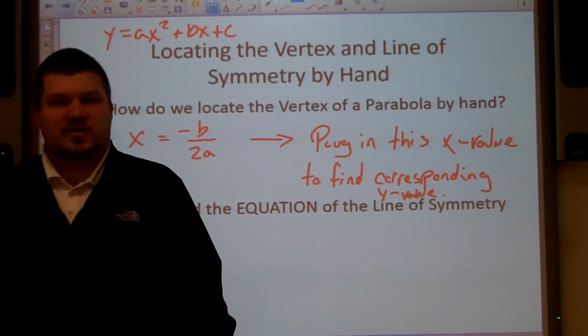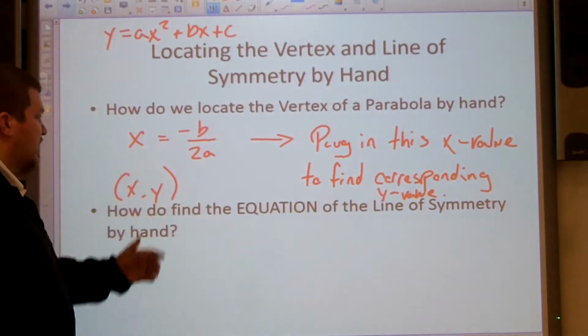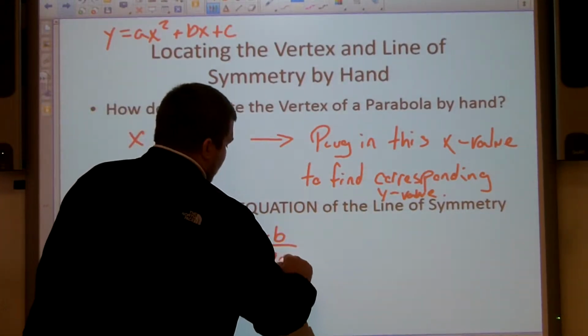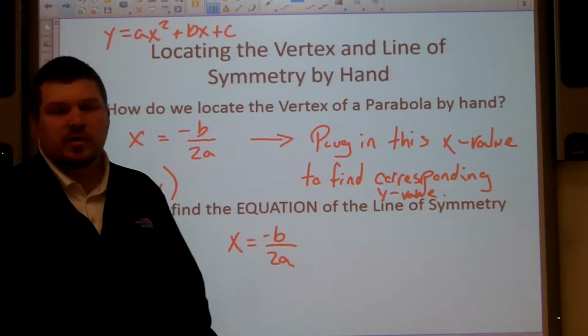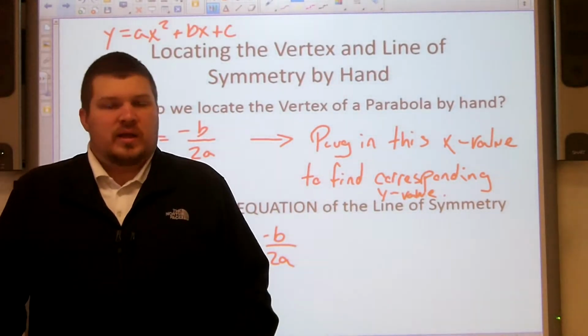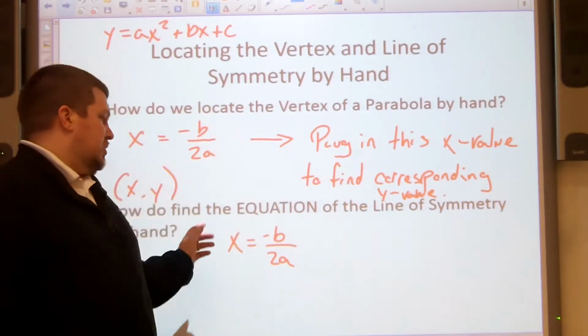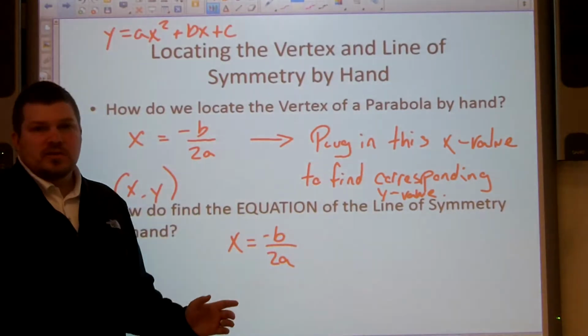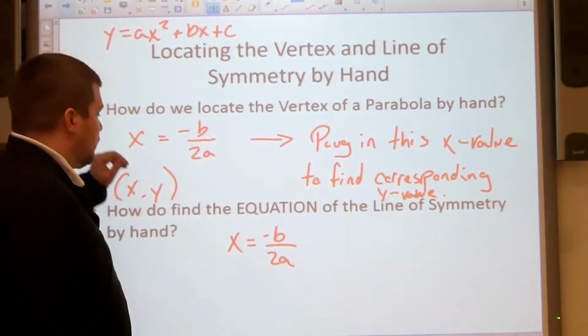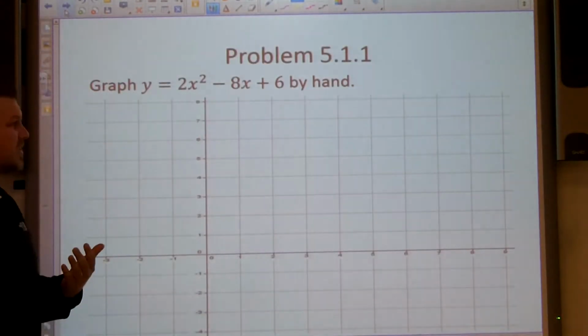And the equation of the line of symmetry is actually easy. It's x equals negative b over 2a. Again, this is a number. Since our parabolas are opening up or opening down, the line of symmetry is always going to be a vertical line, so x equals whatever this number is. Again, the axis of symmetry always passes through the vertex. Pretty easy. Okay, so let's go ahead and do this.